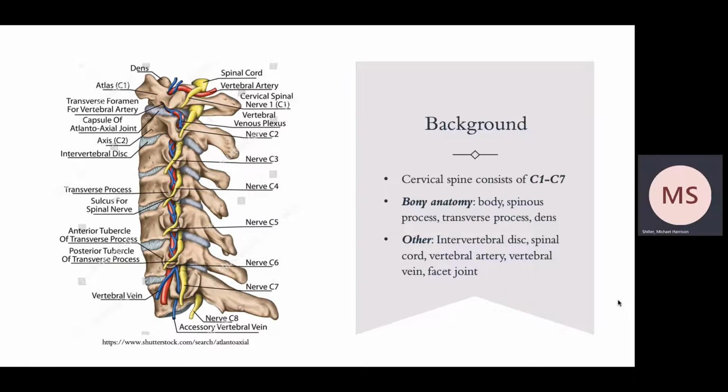So the background: the cervical spine consists of C1 through C7. The bony anatomy consists of the body, the spinous processes, transverse processes, and the dens for Atlas C1. Other anatomical structures include the intervertebral disc, the spinal cord, vertebral artery, vertebral vein, and also the facet joints.